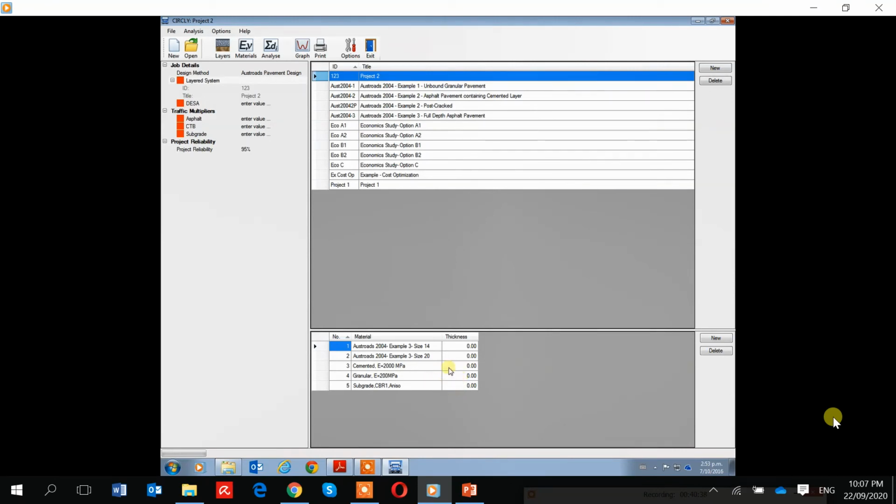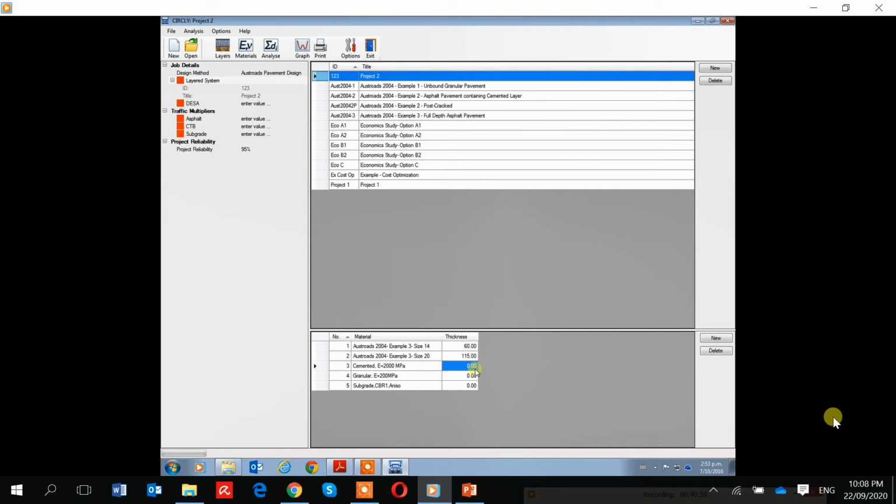Okay, so with the material properties specified, I'm going to put in the thicknesses for each of the layers. For the first layer, the size 14 asphalt, I'm going to put 60. And for the size 20 asphalt, I'm going to put 115. So they make up 175 total thickness.